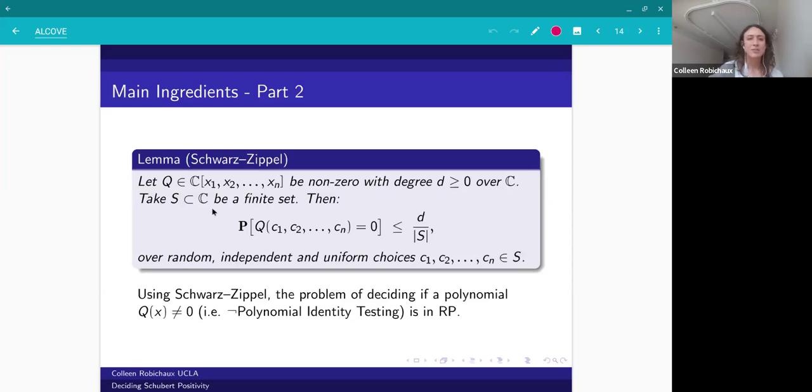And so this says that, okay, if I'm sampling numbers to plug into this set S, the probability that I accidentally find a root in S is going to be bounded above by D over the size of S. Okay. And so why is this helpful?